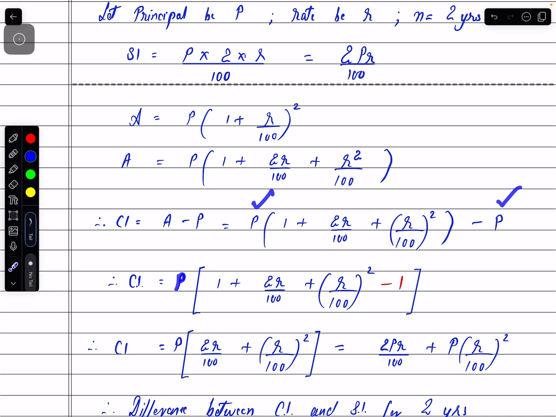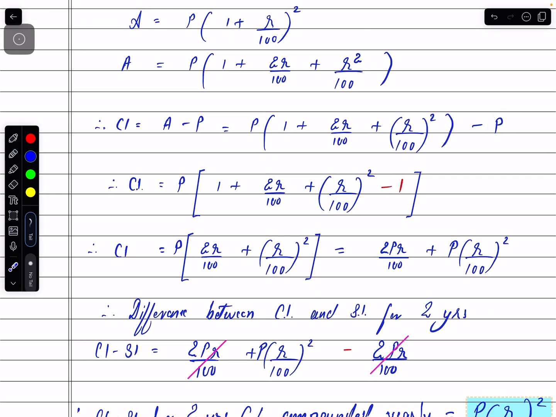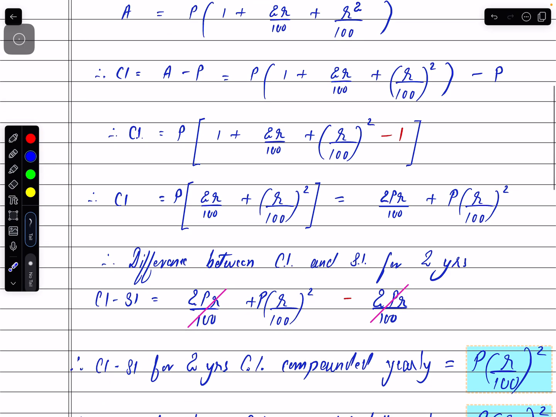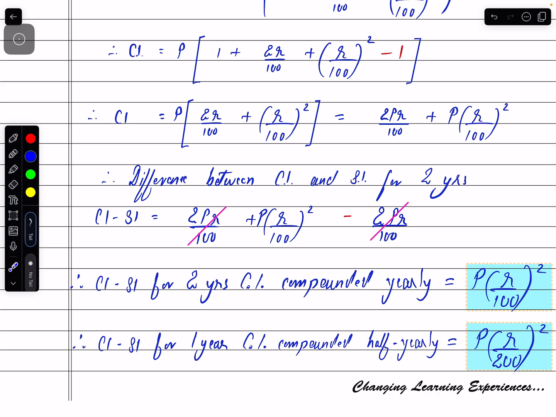So now with factorization, this P and this P is taken out as a common element. From here, the factor that is left is 1, which we have highlighted here. Now, since this plus 1 and minus 1 cancel, this is lost. So we are now left with CI as P times this particular expression. So this is our compound interest for 2 years. So we simply expand, which means this P is distributed to this as well as this, and we are left with this.